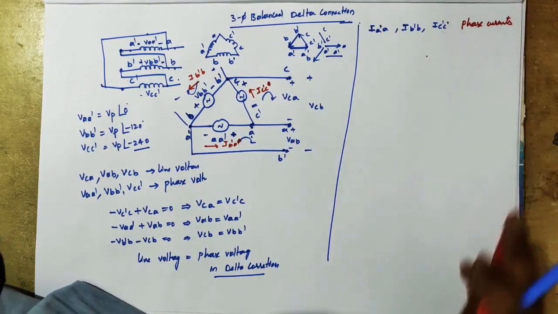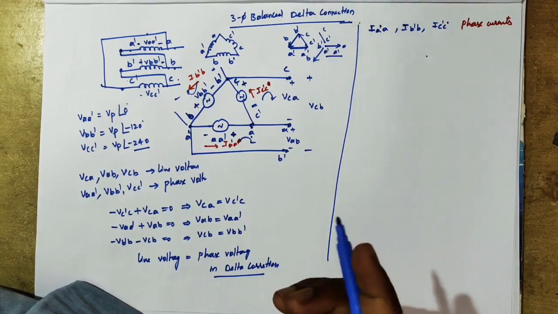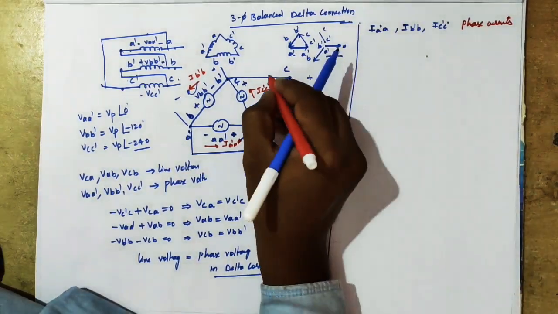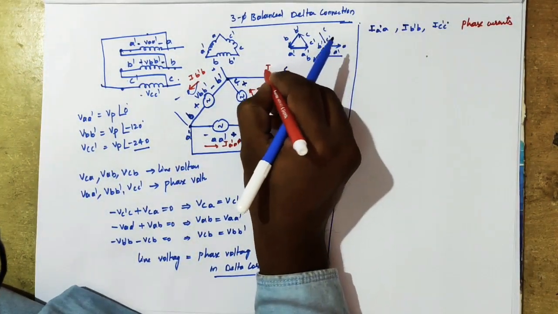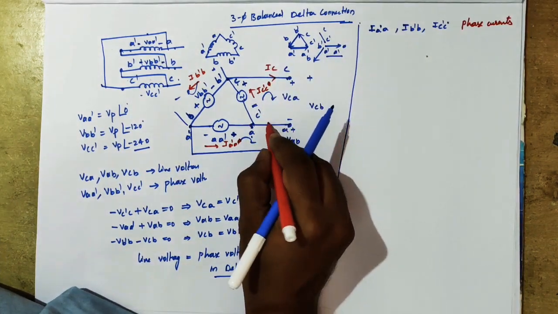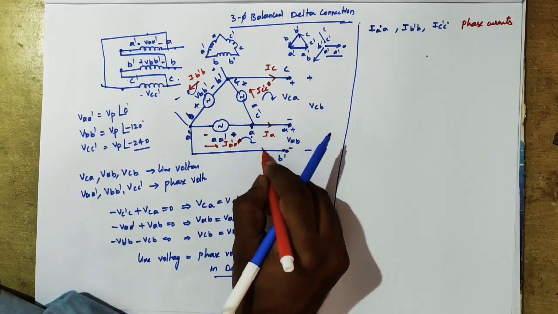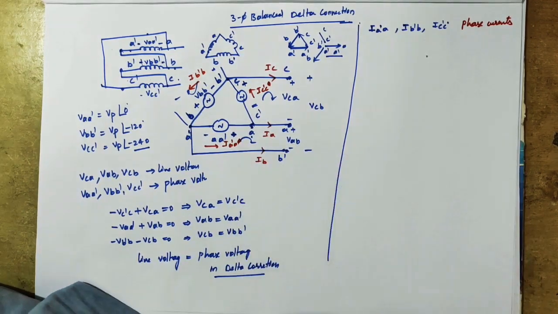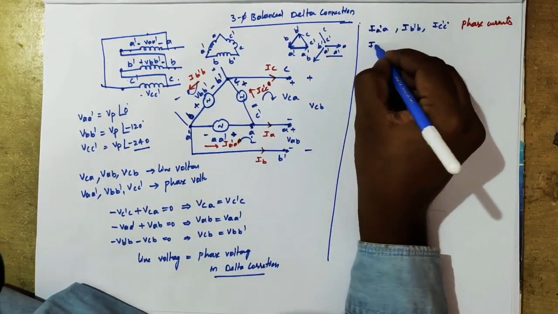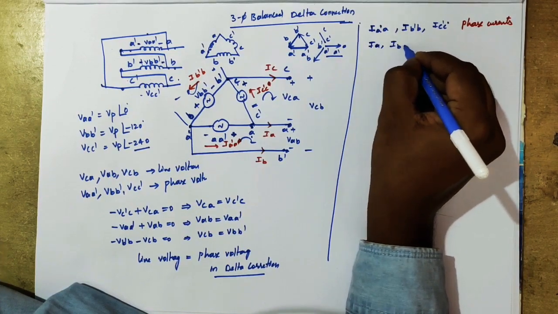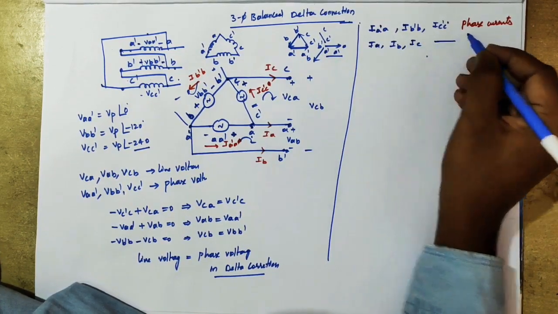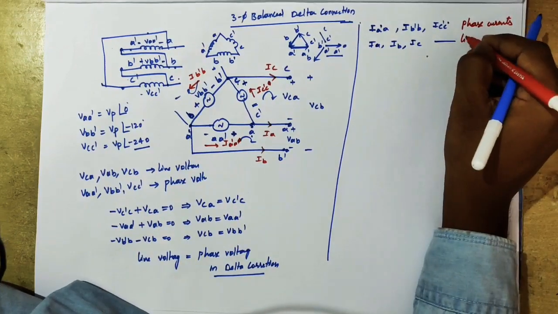Then what about the line currents? This is the line current IC, this is the line current IA, and this is the line current IB. Therefore, the line currents are IA, IB and IC.